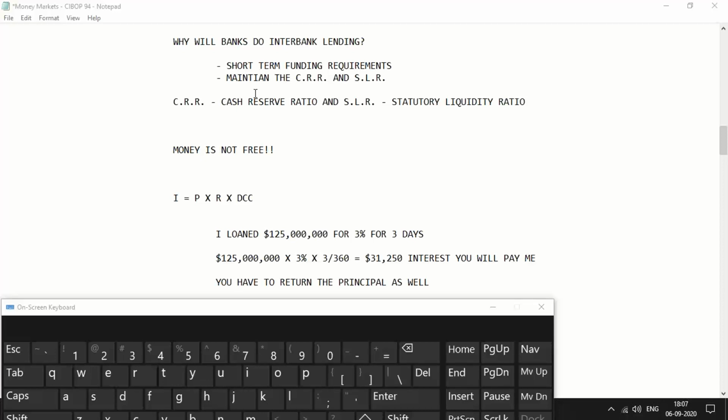Yeah, Nikhil. You have taken a DCC of 3 by 360. Generally, in my experience, when you talk about money and interbank lending, we use 360. Unless the trader specifies it differently, we generally use 360. That's the market convention by default, unless they tell us otherwise.